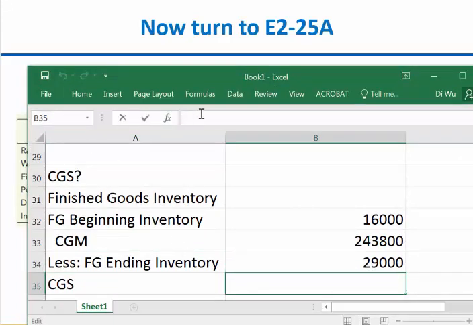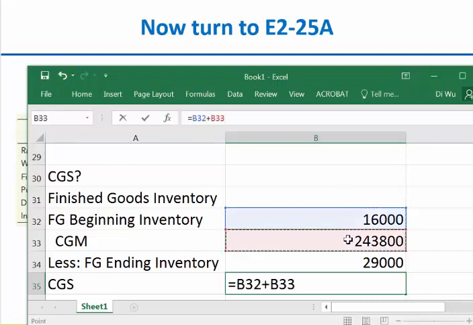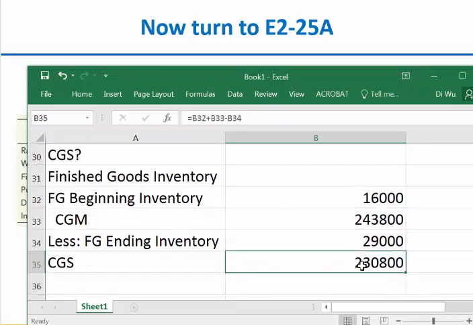Now I can add 16,000 to this 243,800, then minus the 29,000. The result is 230,800. So this is the cost of goods sold.